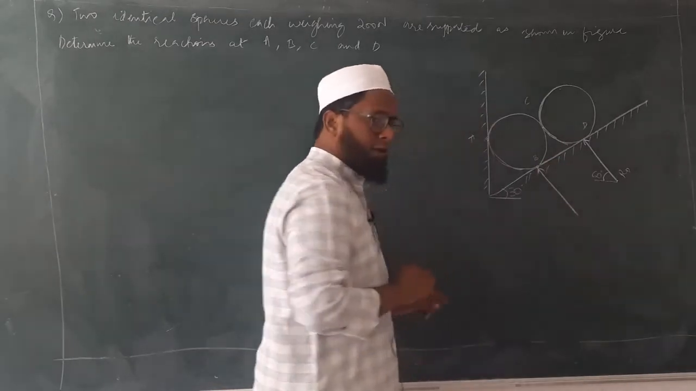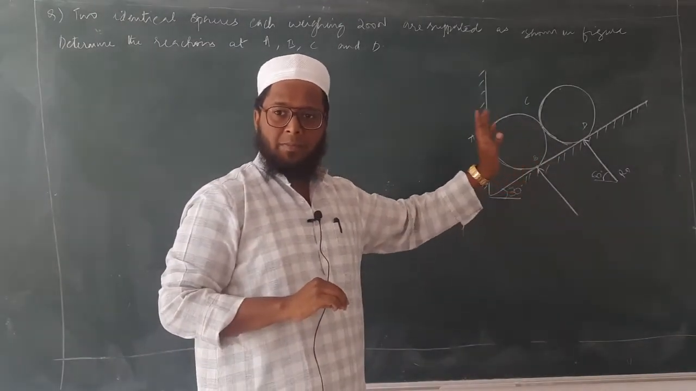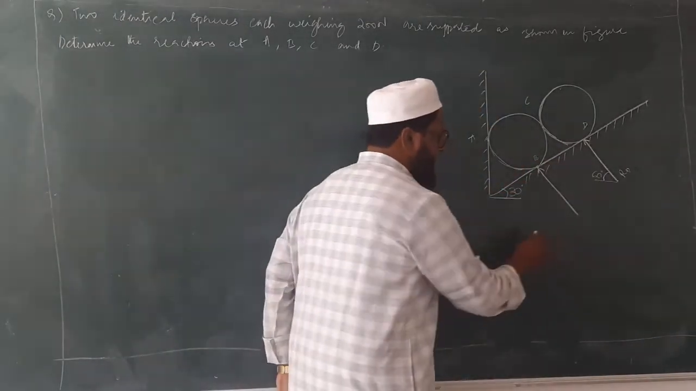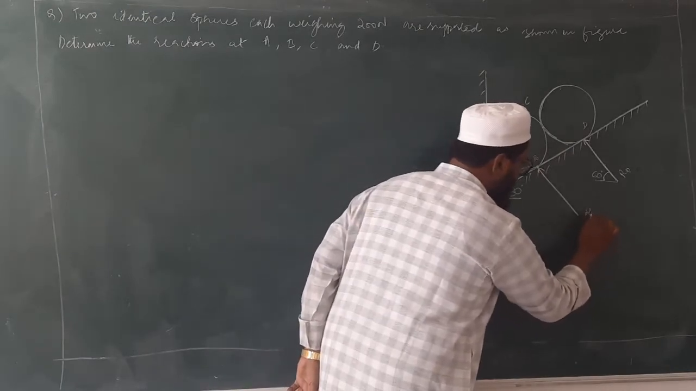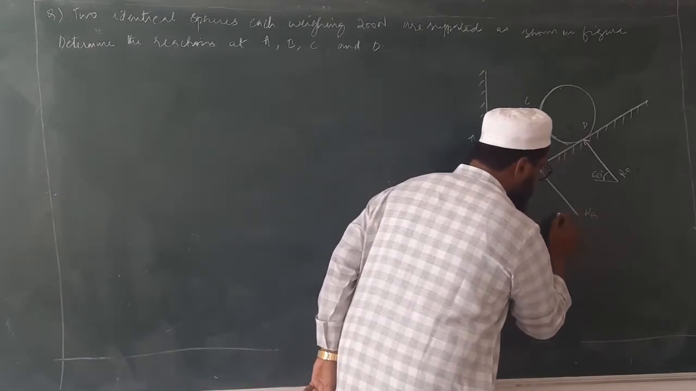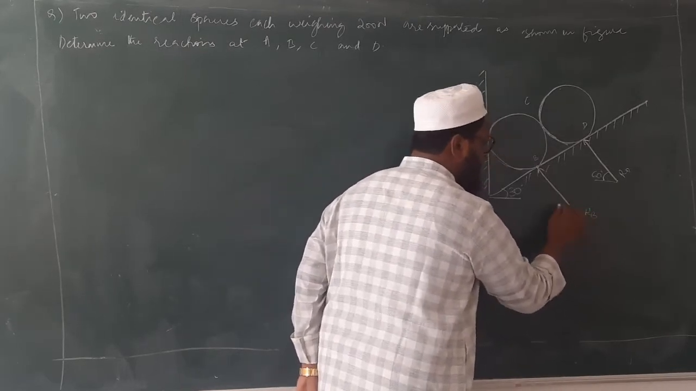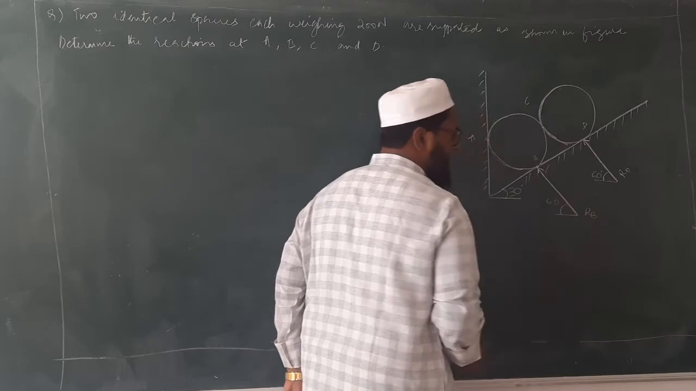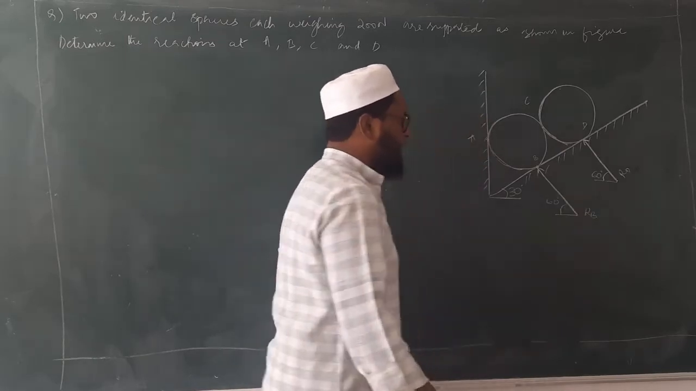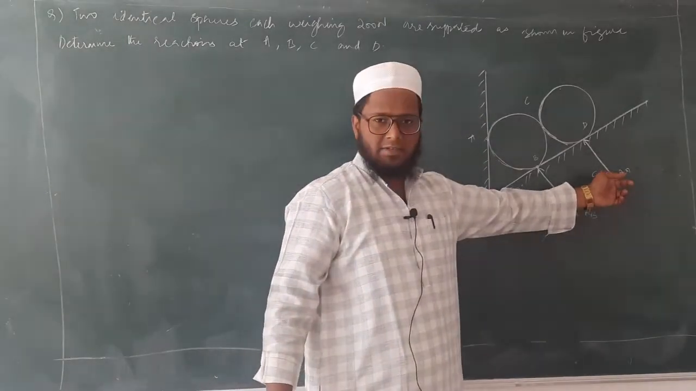Again, reaction from the surface will be perpendicular to the surface, isn't it? This will be RB, and the inclination with the x-axis will be how much? 60 degrees. Okay. So this is one reaction. RB and RD, it's completed.